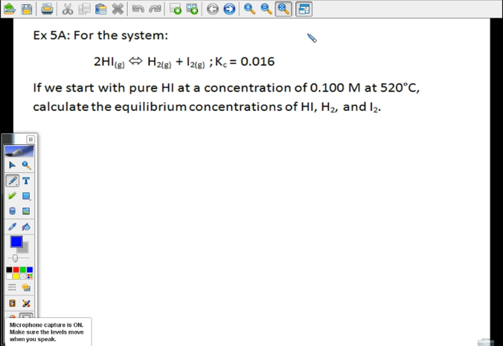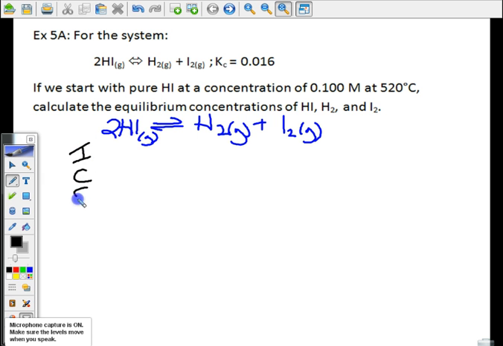So we're going to start with pure HI at a concentration of 0.1 molar. It gives you the Celsius, you don't really need it. So I'm going to start by writing the reaction. Everything is gas, which is nice. We don't have to worry about leaving anything out. And I'm going to do some ICE. Since it says pure HI at 0.1 molar, I'm going to put in 0.1 molar and the others at 0. Okay, so our initial is 0.1, 0, and 0.